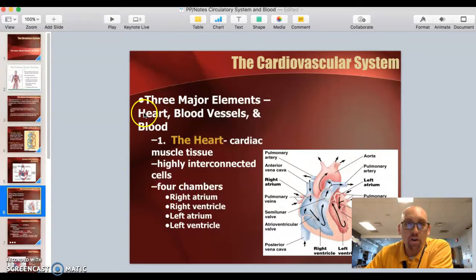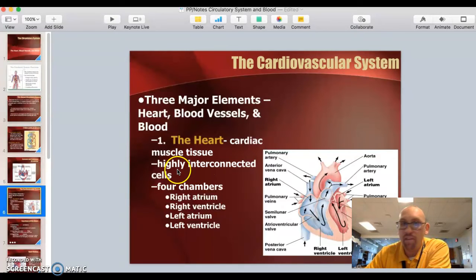These involve your heart, which is on your sheet would be A, your blood vessels, which is B, and the blood itself is C. Those are the three main elements to this system. So let's start with looking at the heart. The heart is cardiac muscle tissue. It's the strongest muscle tissue you have. It is only found in the heart.